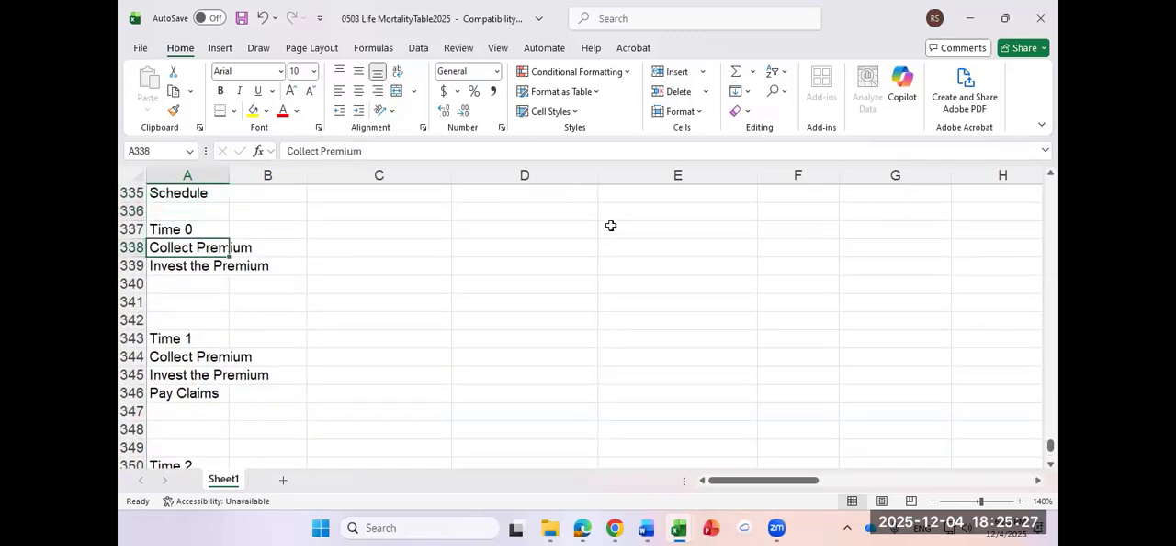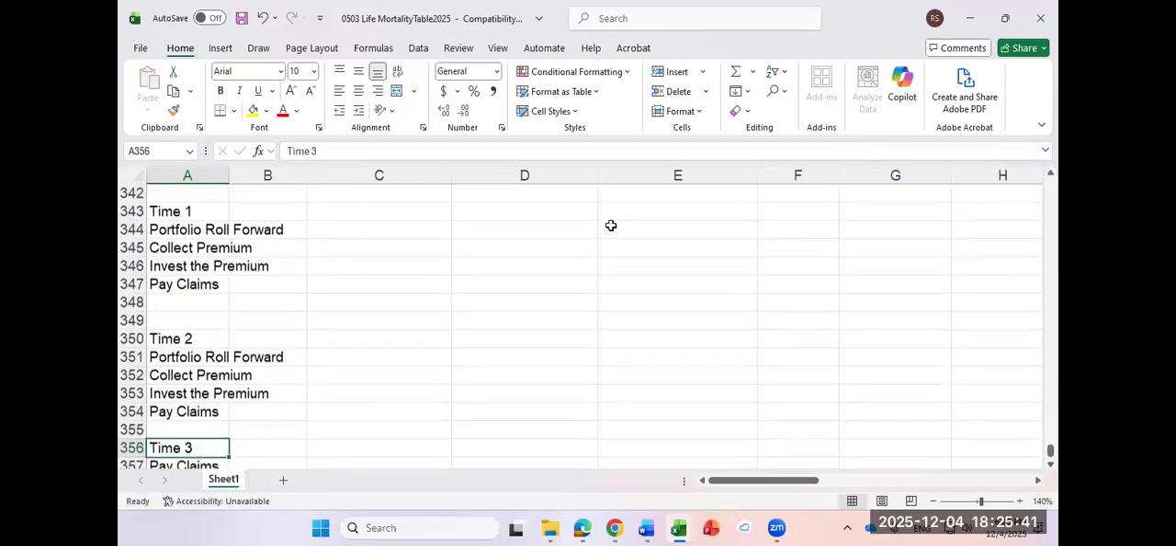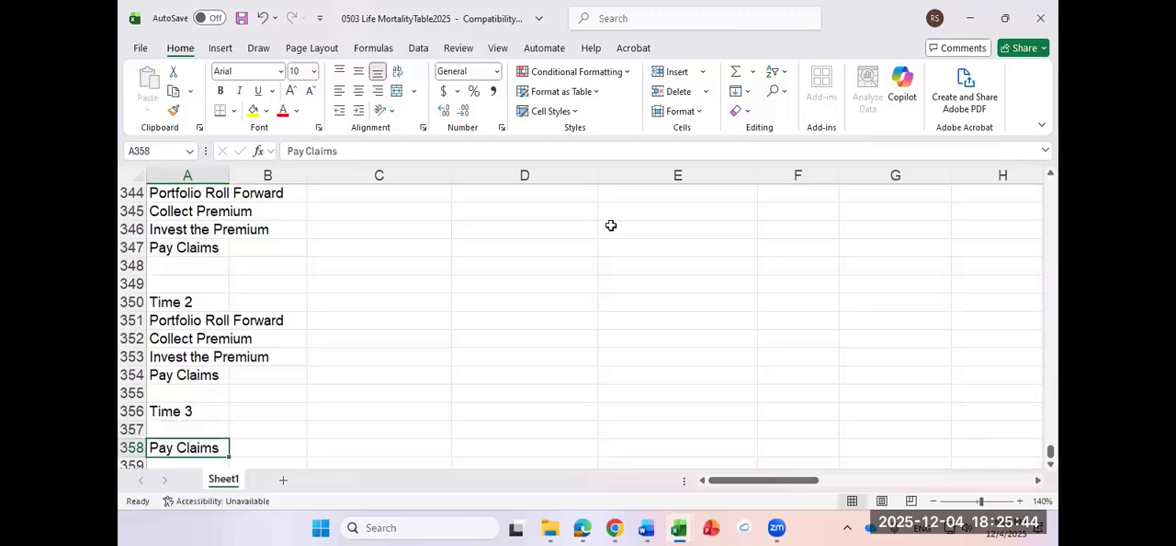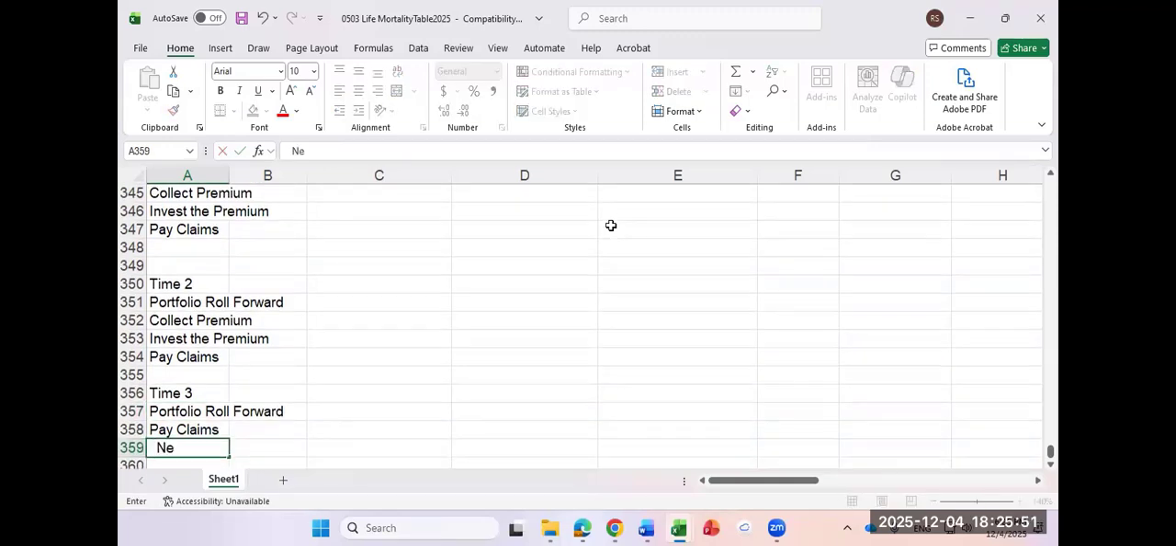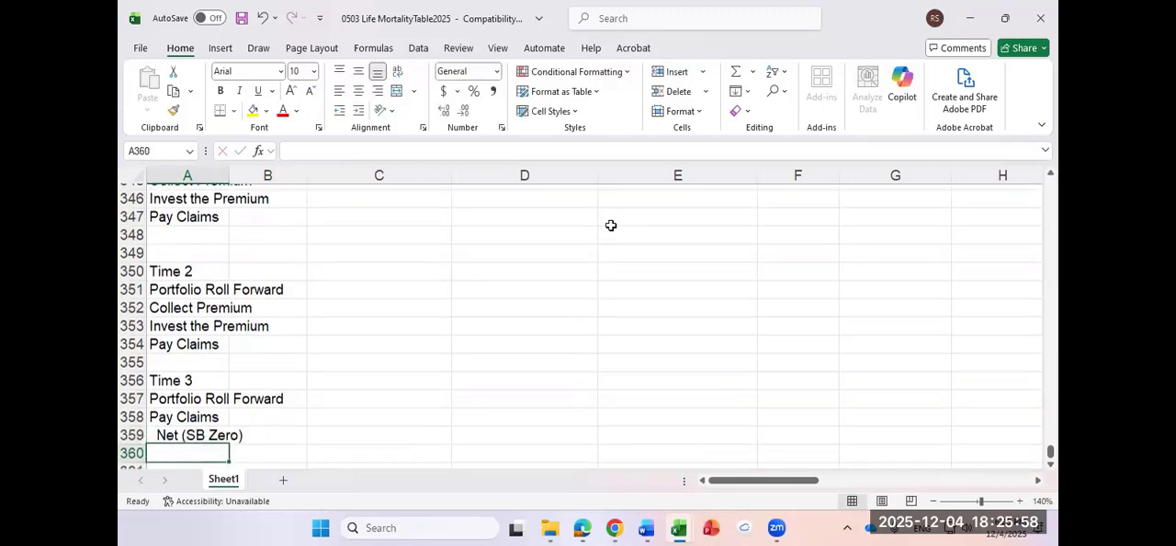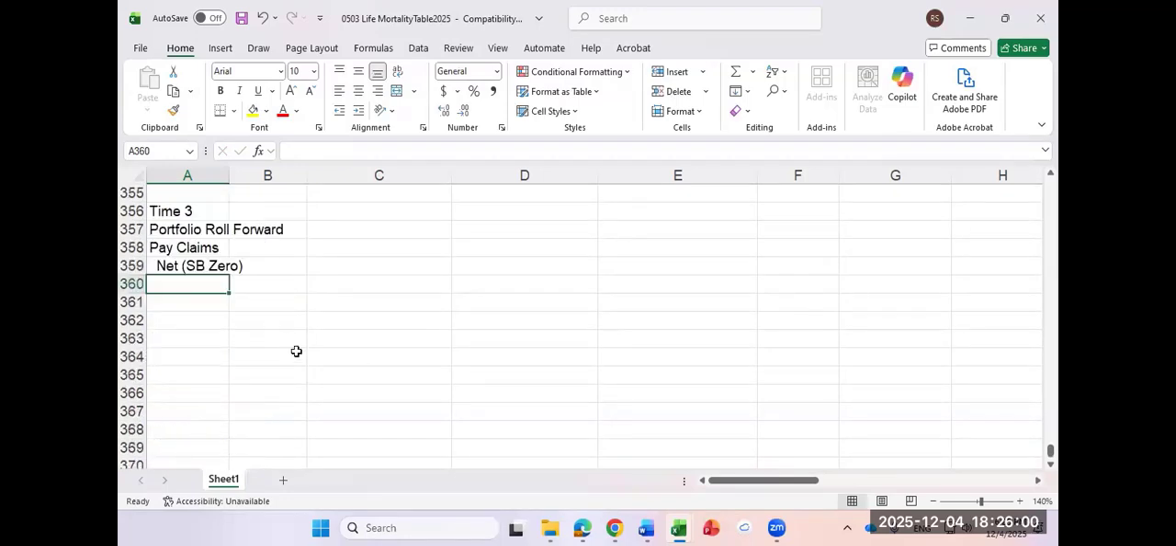So the only thing I need to add to that is at the beginning of time 1, we're going to have the portfolio roll forward. That's going to be the same thing at time 2. And then at time 3, you have the portfolio roll forward. And you're hoping the net is going to be 0. It won't be, but it should be. It won't be because of rounding, but that's what you average. So, all right, someone tell me that.